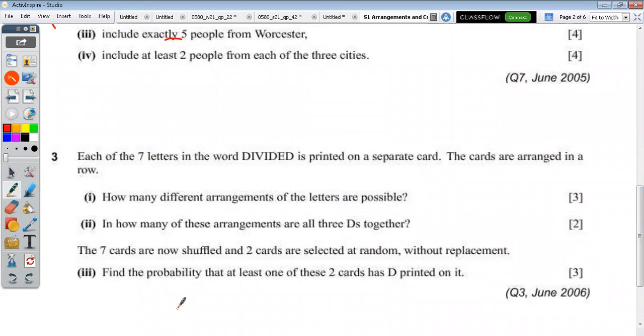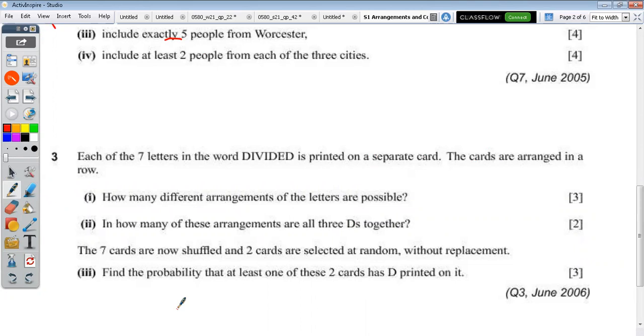Each of the 7 letters in the word DIVIDED is printed on a separate card. The cards are arranged in a row. How many different arrangements of letters are possible? Is that permutations or combinations? This is permutation, sir. Permutations. How many different arrangements? So what do you do? 3 marks.